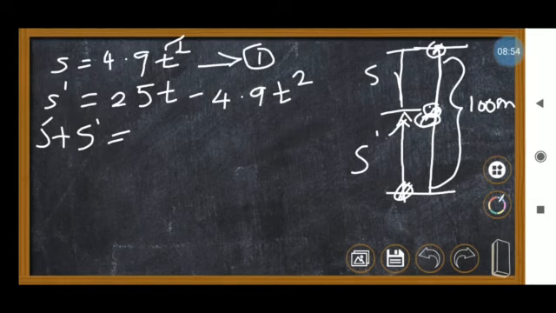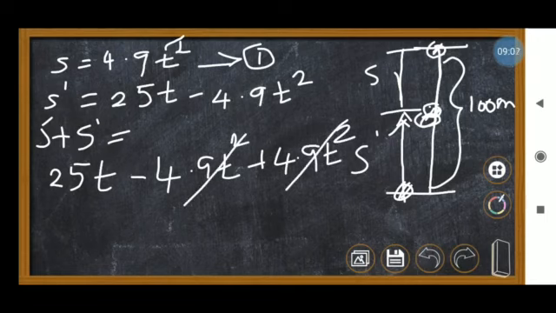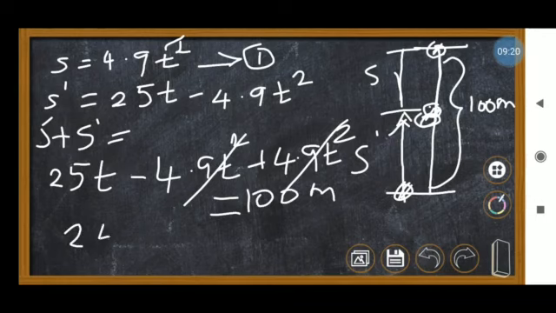So s plus s dash is 25t minus 4.9 t square plus 4.9 t square, am I right? This 4.9 t square and this 4.9 t square cancel, plus and minus cancel. So s plus s dash is the total height, 100 meter. That means 25t is equal to 100 meter.